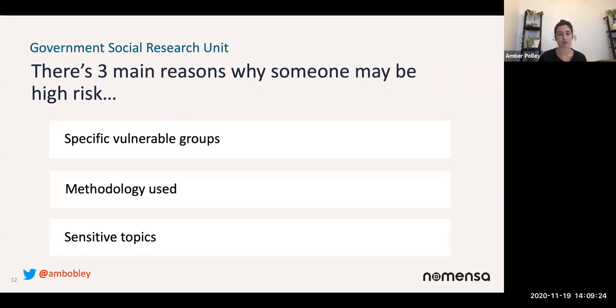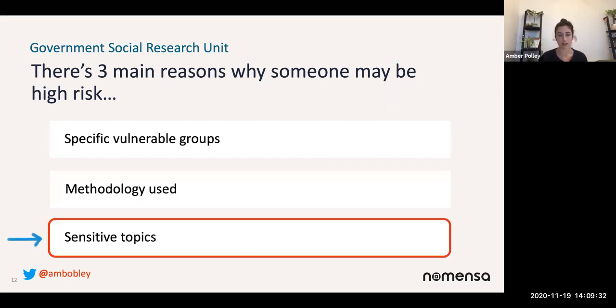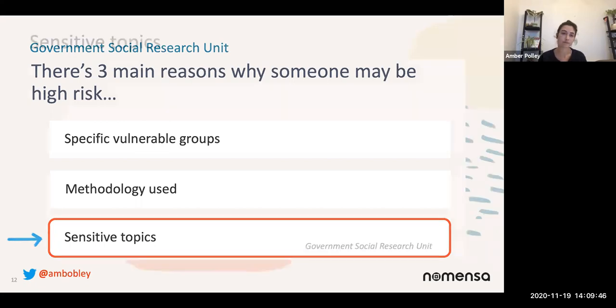And also, if you're researching sensitive topics, that could invoke an emotional memory or trauma from someone. This is where I'm drawing my experiences from, because this is where my experience of working with vulnerable participants has come from. However, the considerations I'll be going through can be applied to all three different groups, but this is just mainly where I'm coming from.